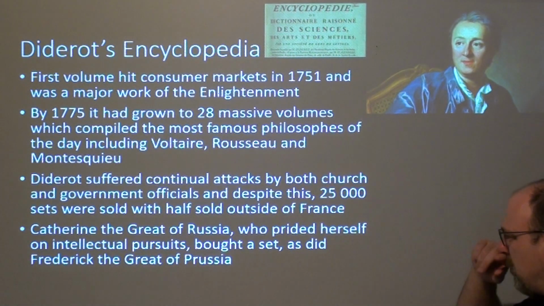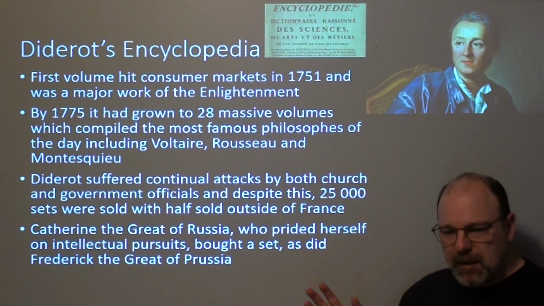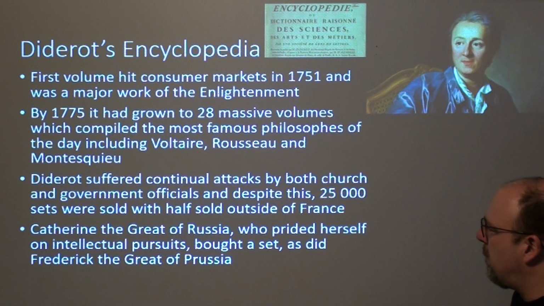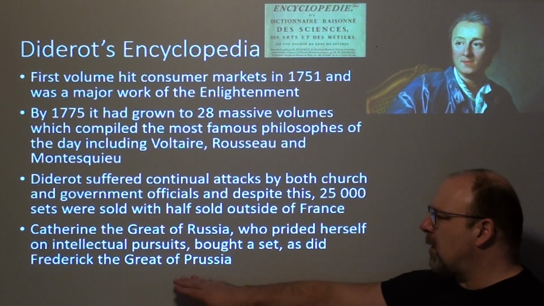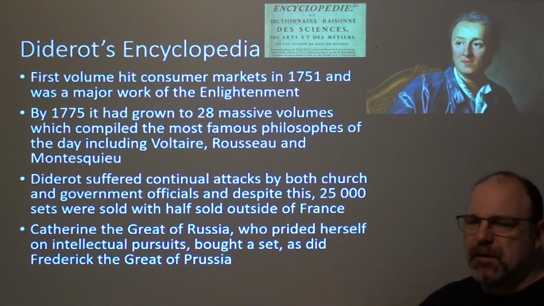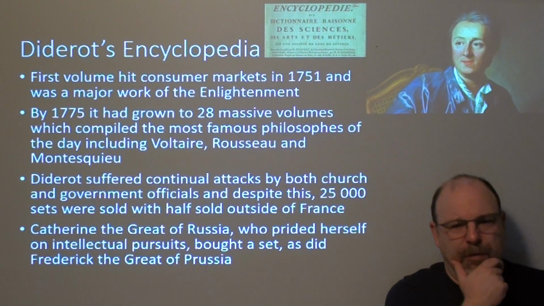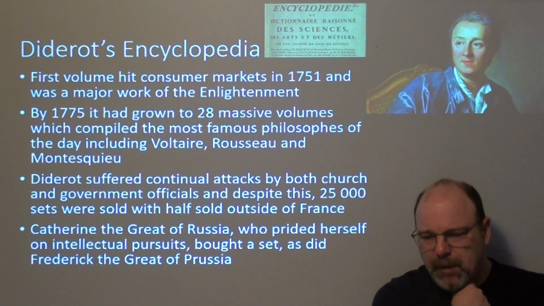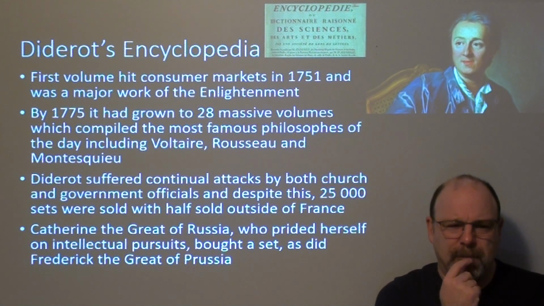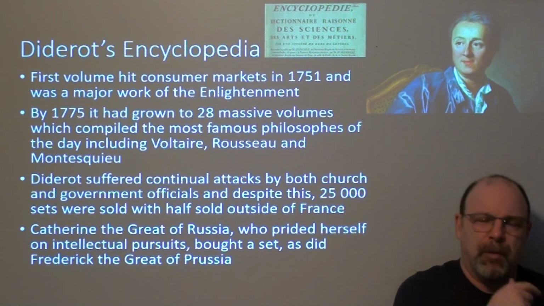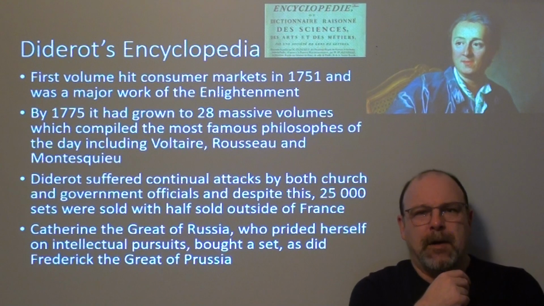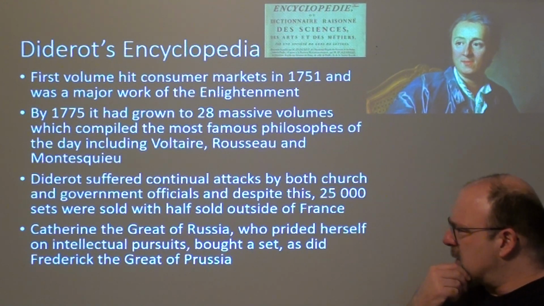Catherine the Great of Russia would be one of the enlightened despots, I think is a term we often see used, who prided herself on intellectual pursuits, bought a set of Diderot's Encyclopedia, as did Frederick the Great of Prussia. Now these things could also be translated, but we have to consider too, French was the language of diplomacy in Europe at the time. I don't know for sure, I'd have to do the research, but I would imagine that both Frederick and Catherine could speak French anyway, so they may very well have had an untranslated, French version of the encyclopedia.